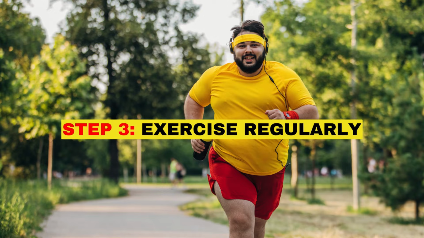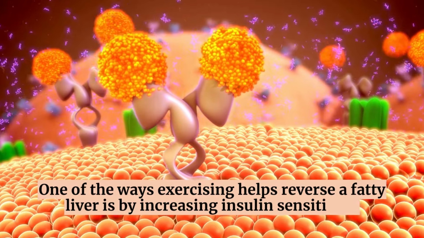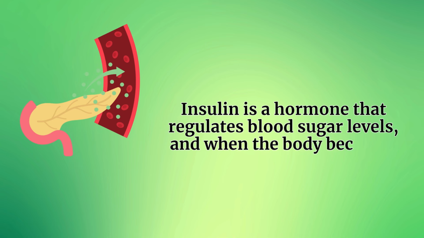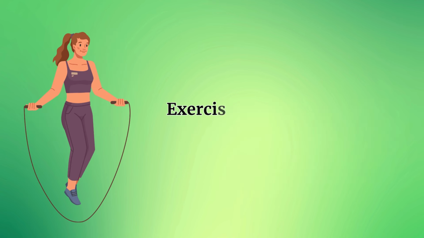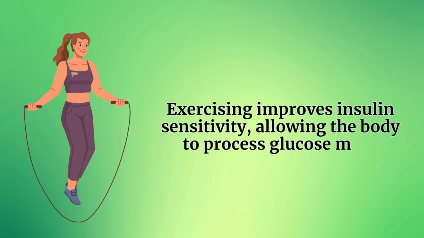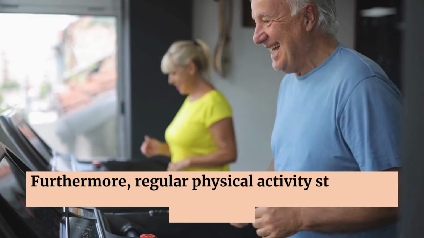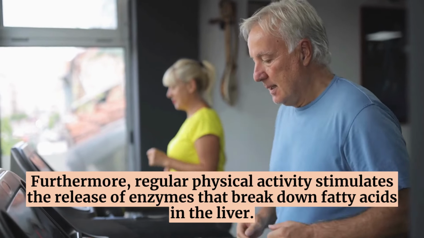Regular exercise is crucial. One of the ways exercising helps reverse a fatty liver is by increasing insulin sensitivity. Insulin is a hormone that regulates blood sugar levels, and when the body becomes less sensitive to insulin, excess glucose is stored as fat in the liver. Exercise improves insulin sensitivity, allowing the body to process glucose more efficiently and reducing the buildup of fat in the liver. Furthermore, regular physical activity stimulates the release of enzymes that break down fatty acids in the liver.